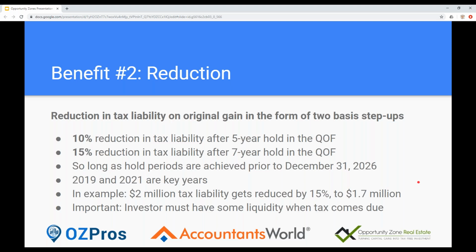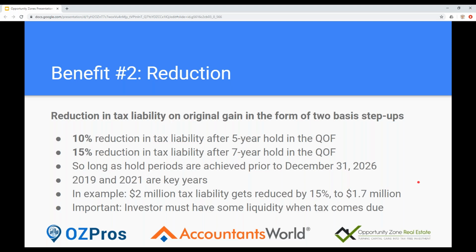If you're able to achieve a 5-year holding period, you're able to reduce your tax liability on that initial gain by 10%. At a 7-year holding period, you can step it up by 15%. Now, those holding periods have to be achieved prior to the end of 2026. So if you do the math really quickly on those, you can see that 2019 and 2021 are key years.